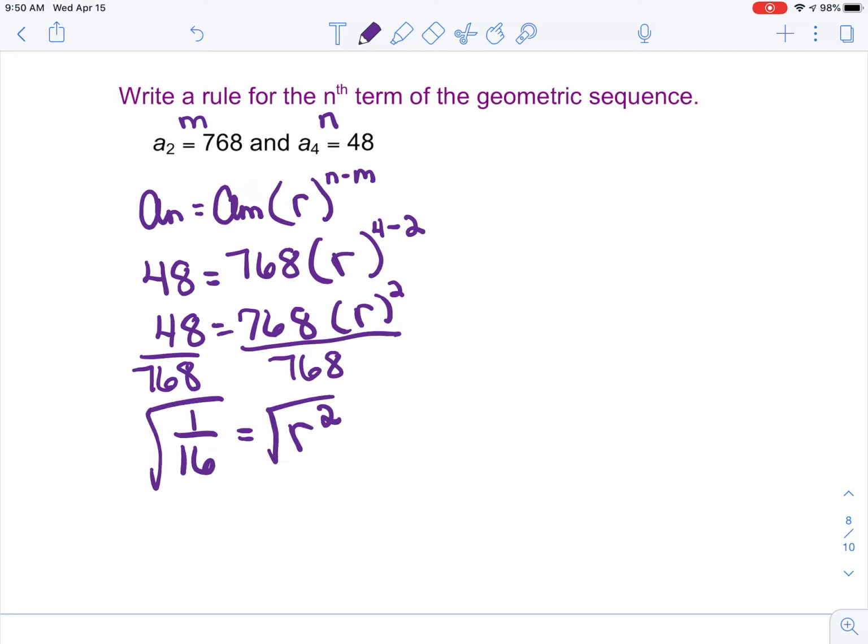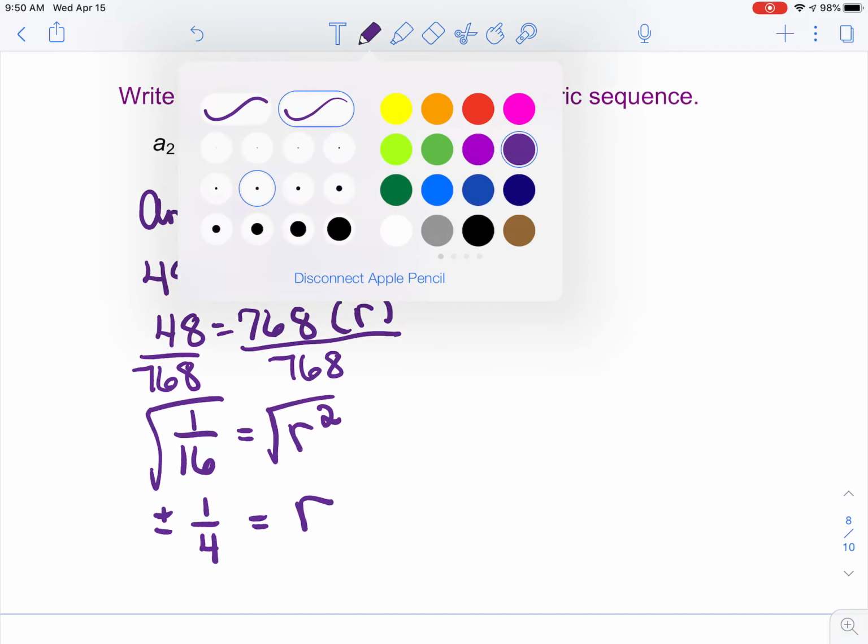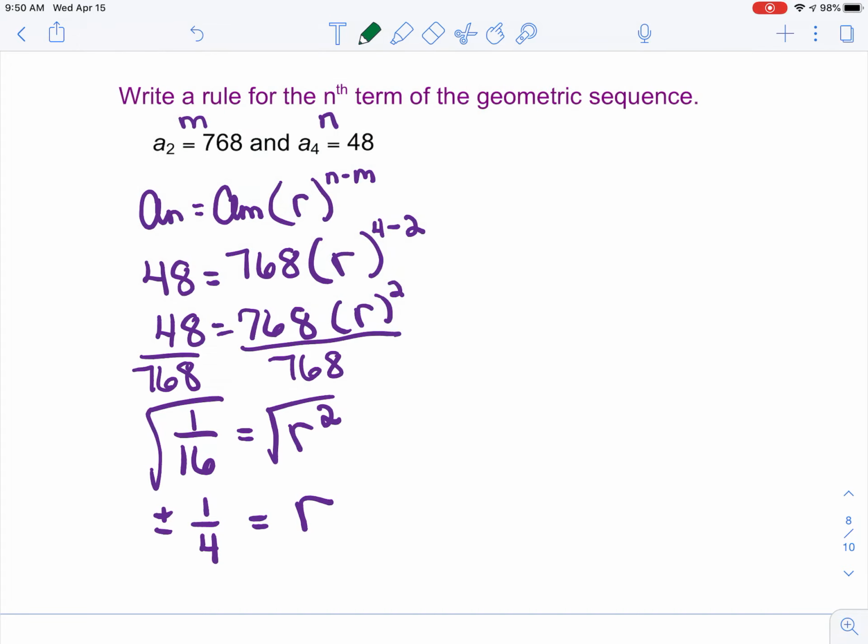How do I get rid of a squared? Well, I square root each side. And when I do that, you got to remember, when I take the square root, I'm going to get plus or minus. The square root of 1 is 1. The square root of 16 is 4. So I'm actually going to have two different equations that this one could be.